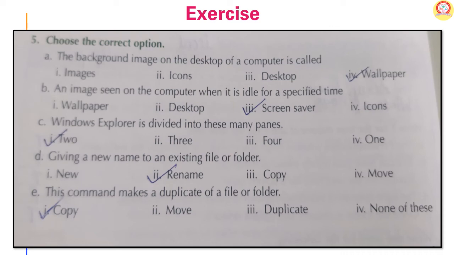Okay. Now let's move to C. Windows Explorer is divided into these many panes. 1, 2, 3, 4. So it's option 2. Okay. D. Giving a new name to an existing file or folder. 1. New, 2. Rename, 3. Copy, 4. Move. So it's 2, rename. Okay, children. Now let's move to E. This command makes a duplicate of a file or folder. 1. Copy, 2. Move, 3. Duplicate, 4. None of these. So it's 1, copy. Okay, children.